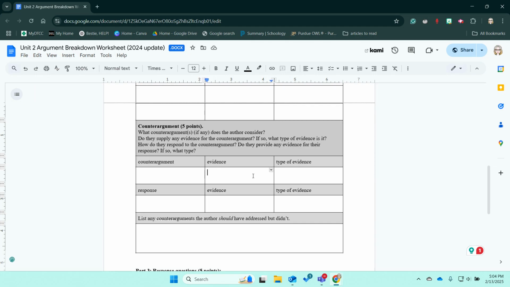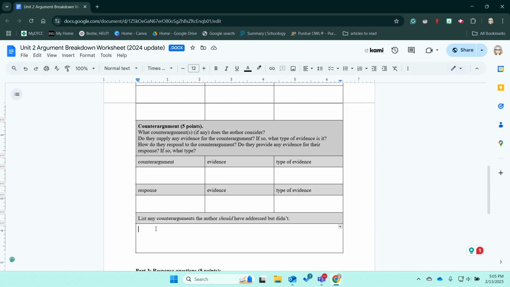Sometimes they'll provide evidence for their counter argument. Sometimes they don't. Sometimes they respond to the counter argument. And when they do, sometimes they provide evidence. Sometimes they don't. So whatever you see here, enter it in the table. But if there's something that you aren't finding, just write none or N/A to show me that you thought about it and you couldn't find anything, okay?